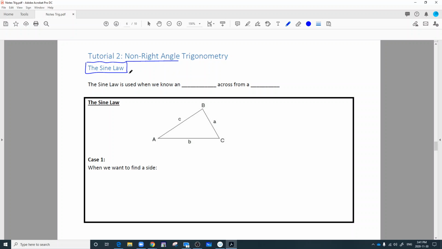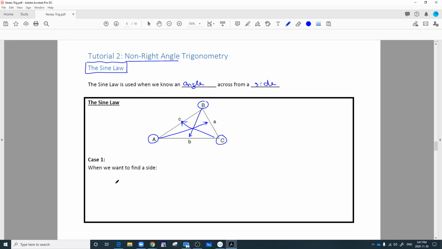The sine law is used only when you have a known angle across from a known side. To use the sine law, you have to have one known ratio. You either have to know angle A and the side across from it, or angle B and the side across from it, or angle C and the side across from it. You only have to have one known ratio.